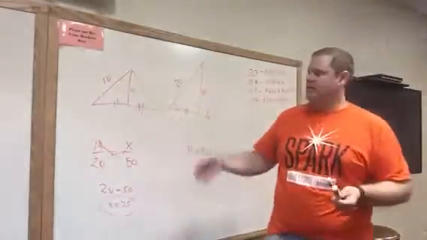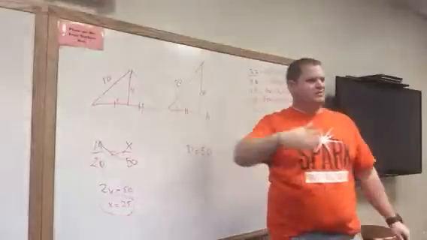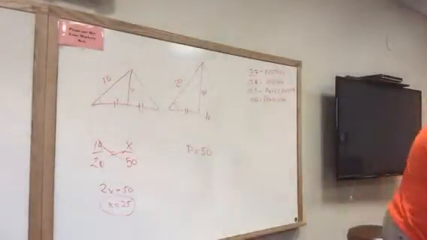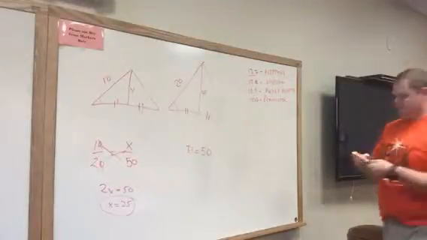10, and how would you do it? 10/20, x over 30. Cross multiply. Answer. Does everybody understand this? Okay? Now, this next one is the one that's confusing. Okay? 13.11.